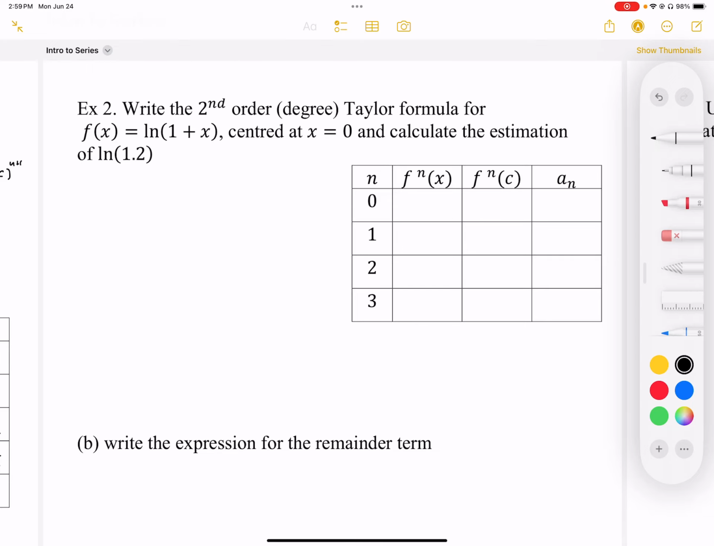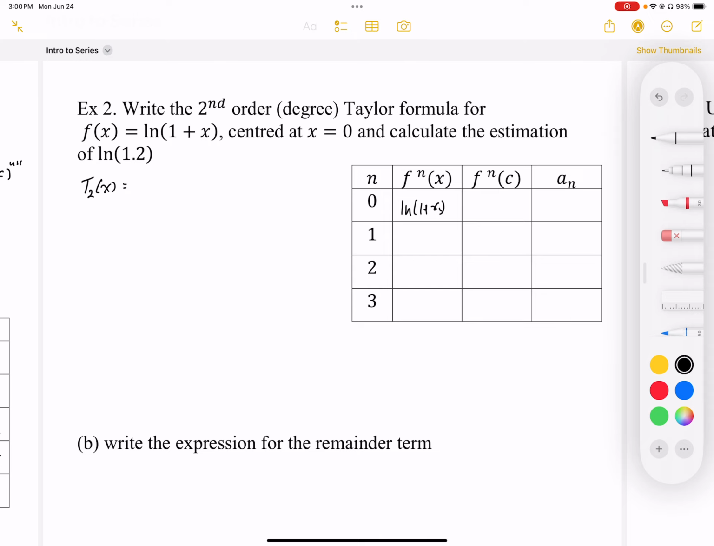Example 2. Write the second order Taylor formula for f of x equals log of 1 plus x, centered at x equals 0, and calculate its estimation for log 1.2. Okay, so we want the second order Taylor polynomial. So I'm going to write this as t2 of x. Okay, and that's going to be based on the derivative. So we have for n equals 0, we're going to have log of 1 plus x.